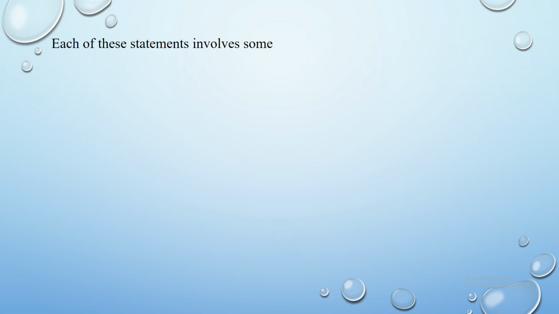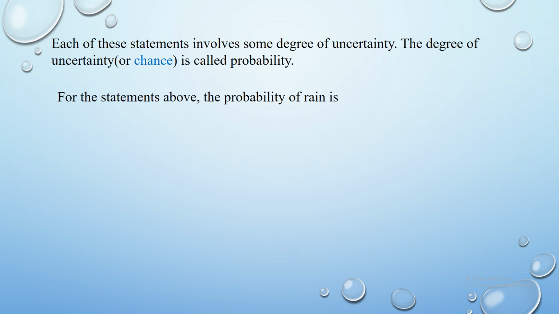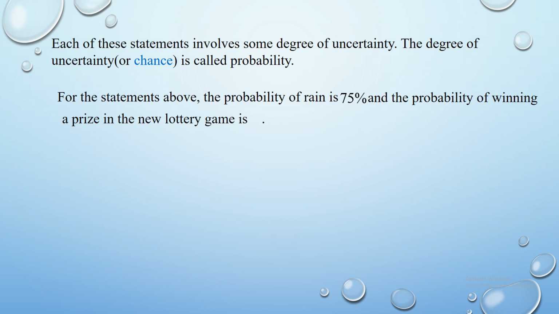Each of these statements involves some degree of uncertainty. The degree of uncertainty or chance is called probability. For the statements above, the probability of rain is 75%, and the probability of winning a prize in the new lottery game is 1/9. How to determine the probability?